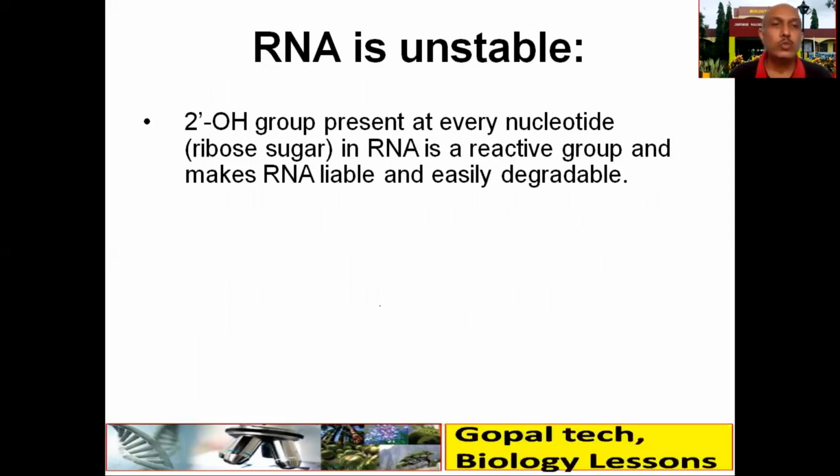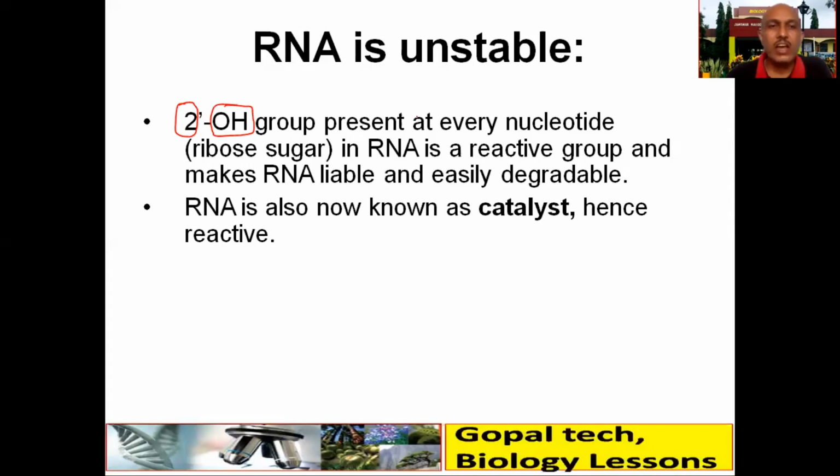Number one, there is a 2 prime OH group. We'll see that in the nucleotide structure also. Present at every nucleotide, the ribose sugar has an additional OH group in RNA, which is a reactive group and makes the RNA labile and easily degradable. So RNA is more reactive than DNA because in DNA, instead of an OH group, there is only hydrogen at the second carbon.